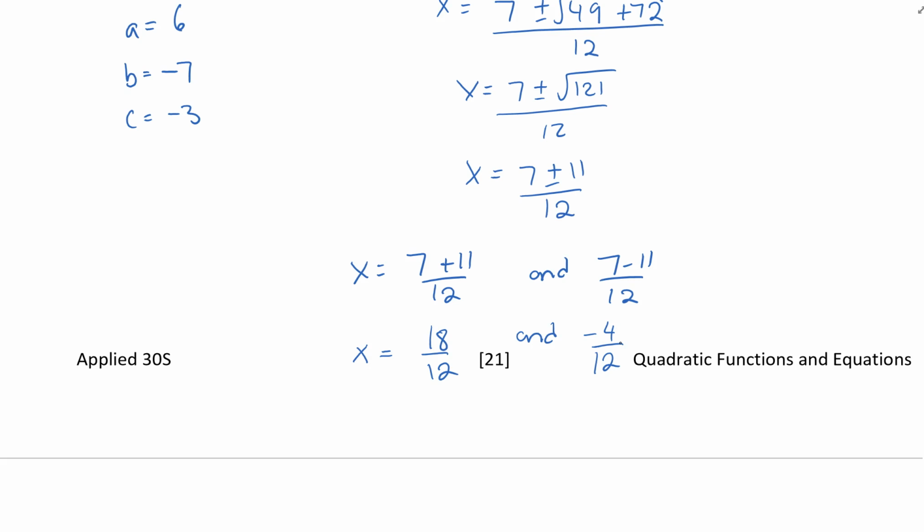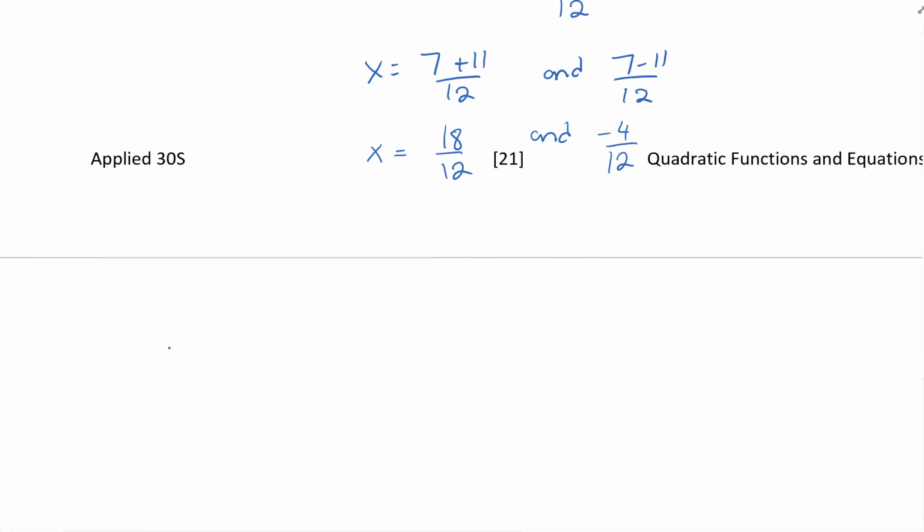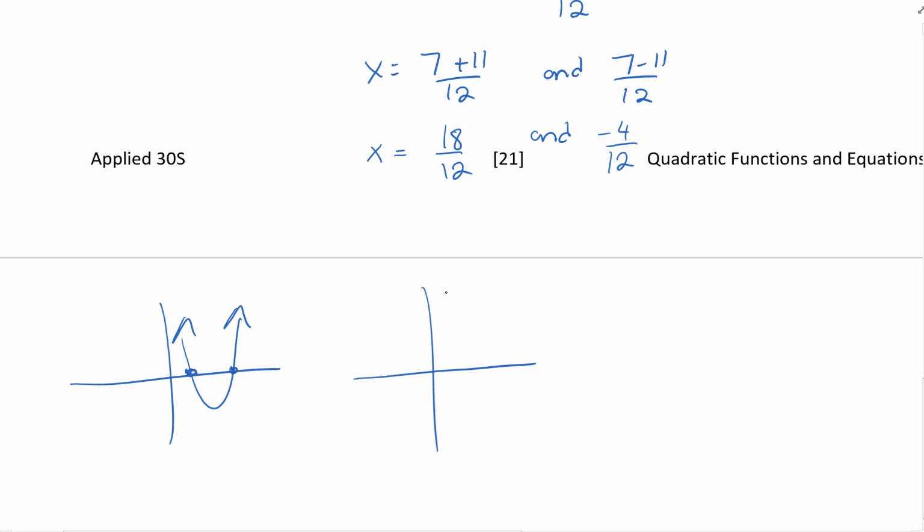Now you know from previous lessons that we don't always have two x-intercepts. Sometimes we have one x-intercept and sometimes we have none. Reminder here, this would be two x-intercepts because it's crossing the x-axis in two places. This is one x-intercept where we're touching the x-axis, and an example where there's no x-intercept would be something like that, where it's not touching the axis at all.